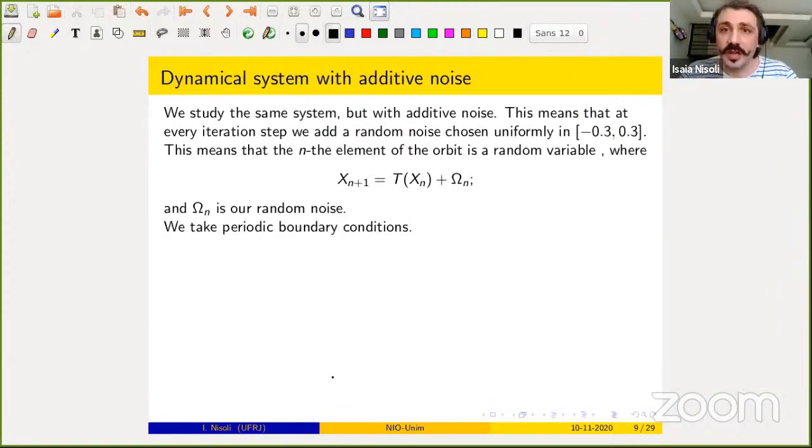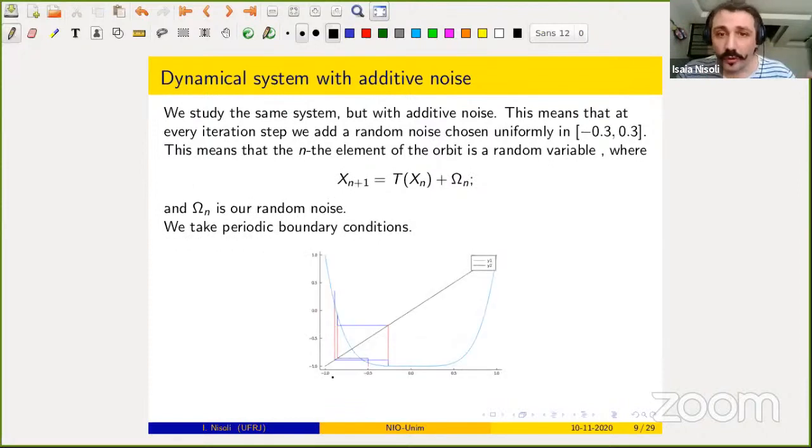So essentially this deterministic system admits an ergodic absolutely continuous invariant measure and it has a positive Lyapunov exponent. Now what we want to do is take the same system, but at each step we add a small noise that is chosen uniformly in the interval minus 0.3, 0.3. Since we are adding noise, the dynamics could take us out of minus 1, 1, so we have to fix some boundary conditions. What happens when we jump outside of minus 1, 1 and we take a periodic boundary condition? If we jump out from 1, we enter from minus 1. So what happens here?